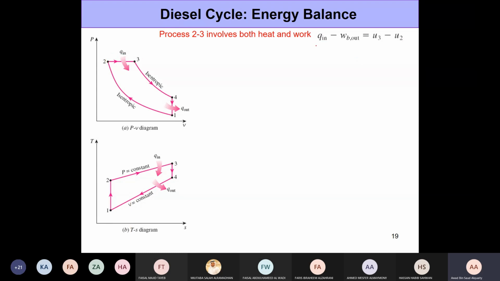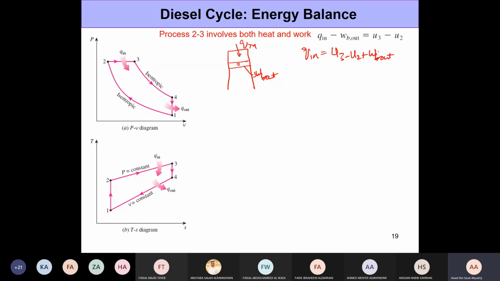Here, for a free moving piston, as we are adding heat, some amount of work is happening, and we need to write down how much work is happening. But the key point is that the pressure is remaining constant. So I could write Q_in, some amount of heat that I'm adding, and send the boundary work to the other side. I could write it as U3 minus U2 plus the boundary work.